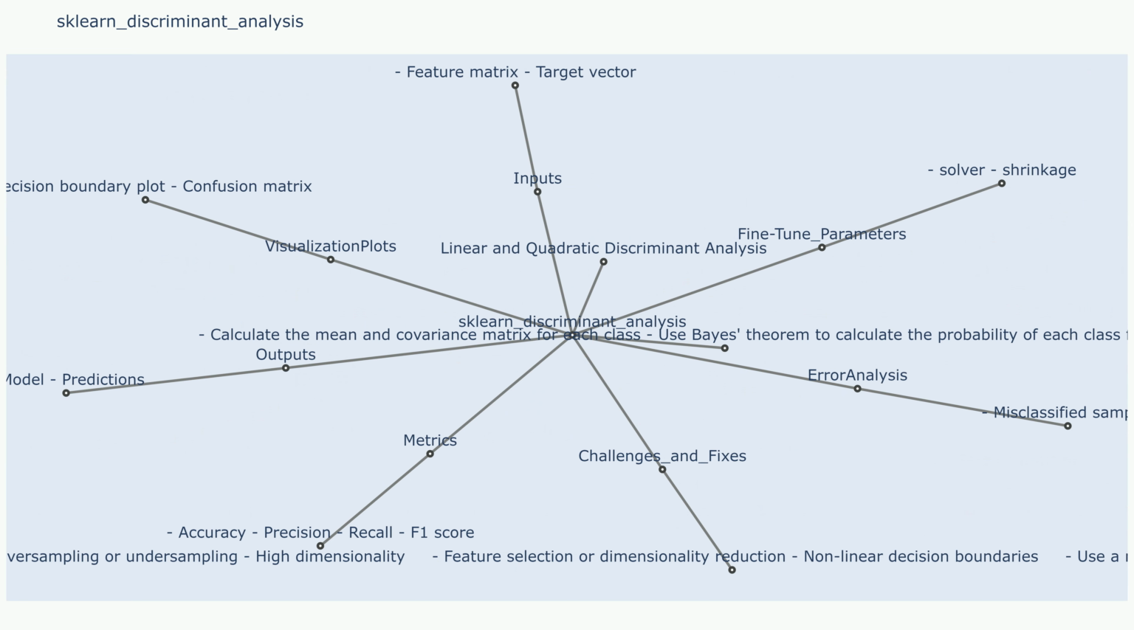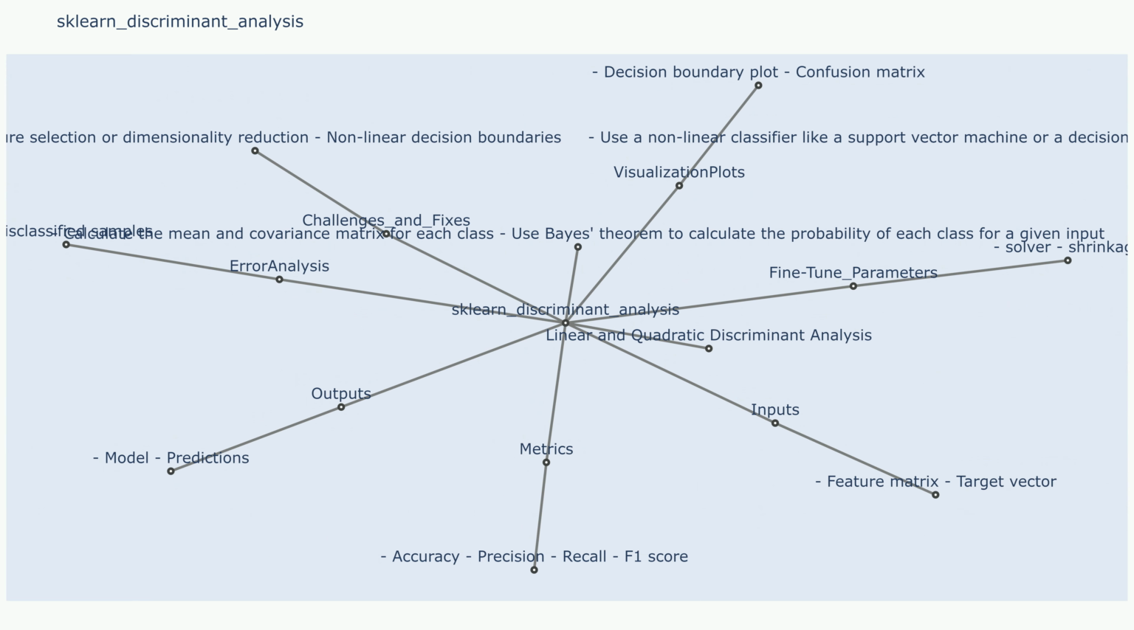Model selection. Choose the appropriate discriminant analysis method, LDA, QDA, etc., based on your data characteristics and assumptions. LDA assumes equal covariance matrices for classes, while QDA allows for different covariance matrices. Model training. Fit the selected model to the training data using the fit method. Prediction. Use the trained model to predict class labels for new input samples using the predict method.